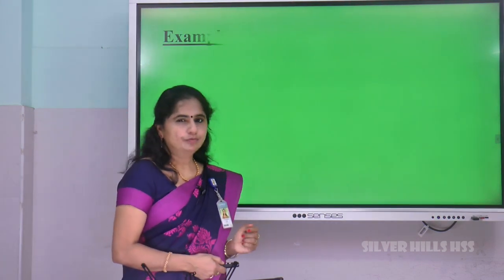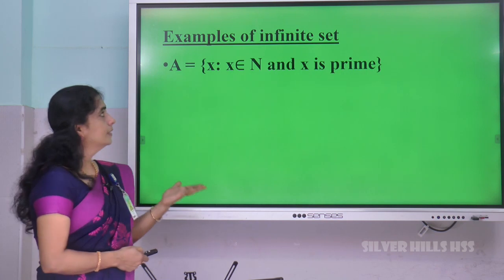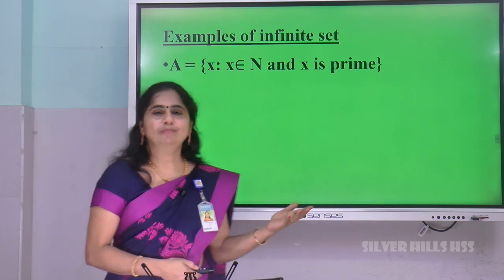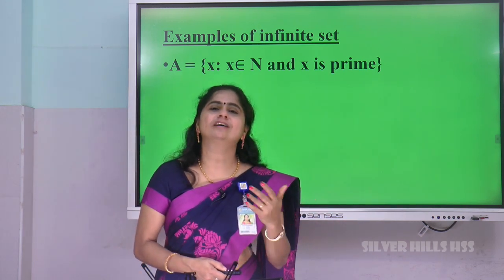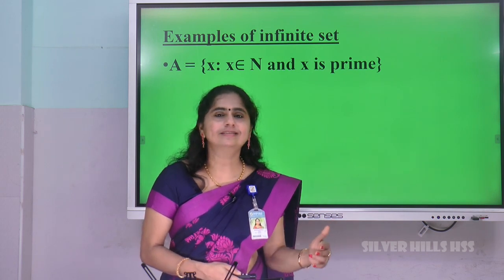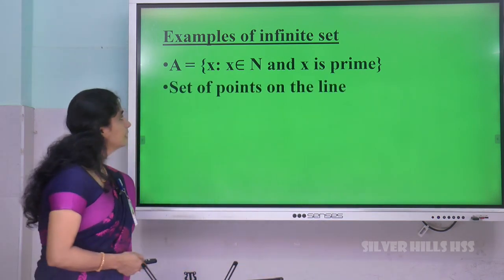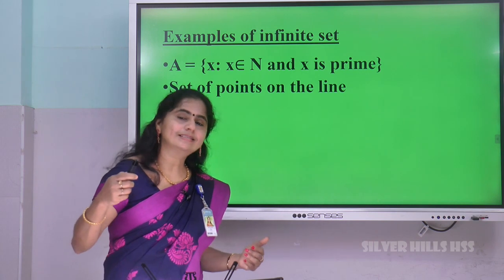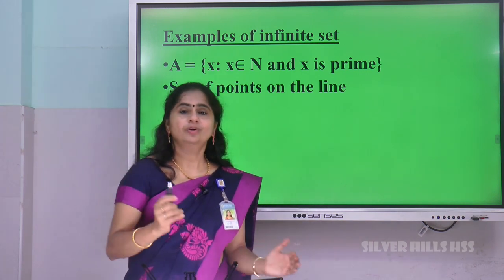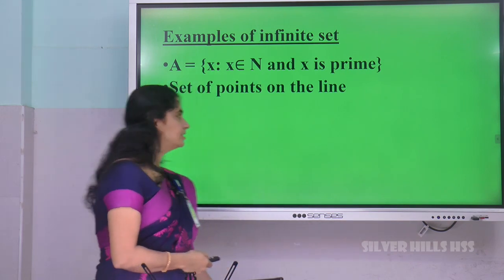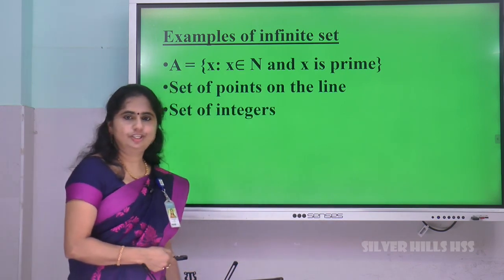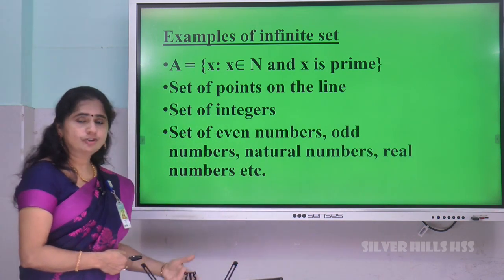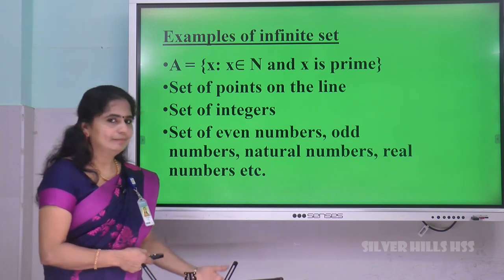Let's see some examples of infinite sets. Set of all x such that x is a natural number and x is prime. So you know the prime numbers, 2, 3, 5, 7, etc. It goes on. Therefore, it is an infinite set. Set of points on a line. When we draw a line, we know that the line extends in both directions. So the points on the line are infinite. Set of integers, infinite set. Set of real numbers, odd natural numbers, even natural numbers, etc. are all examples of infinite sets.